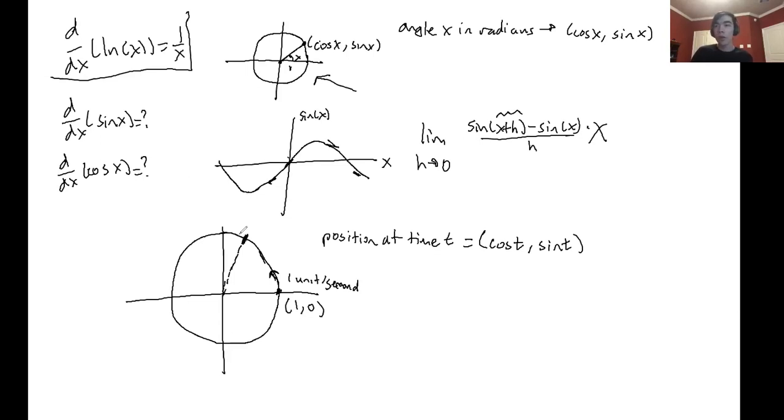At this point, we're moving in a direction perpendicular to the radius. And we know that the length of this vector, your speed, is 1. Your speed is 1, and the direction is perpendicular. So we know that this point is (cosine t, sine t), and perpendicular to that is this vector (negative sine t, cosine t).